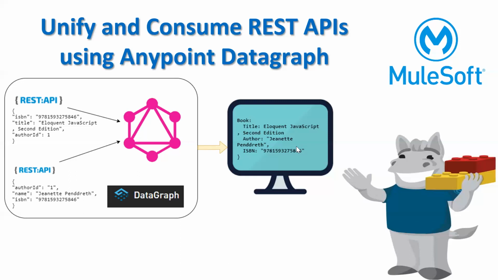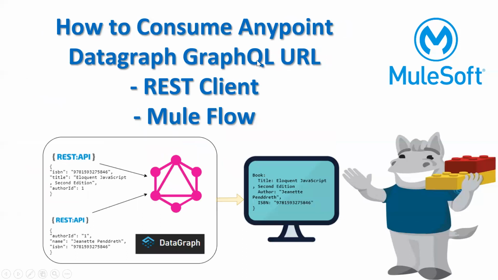In today's session, we are going to see how to consume that data graph GraphQL URL, with which we are saying that with a single endpoint we can get different results based on the GraphQL query. One of the viewers was asking how to consume that GraphQL URL either in the Mule flow or how to trigger it from the REST client. They were facing some issues, so I tried to make a demo so that whatever doubts they have, they can clear from here. So let's jump on to the demo part.